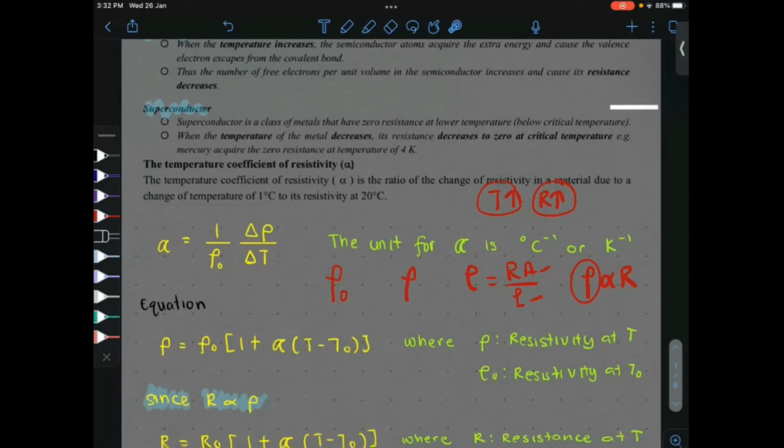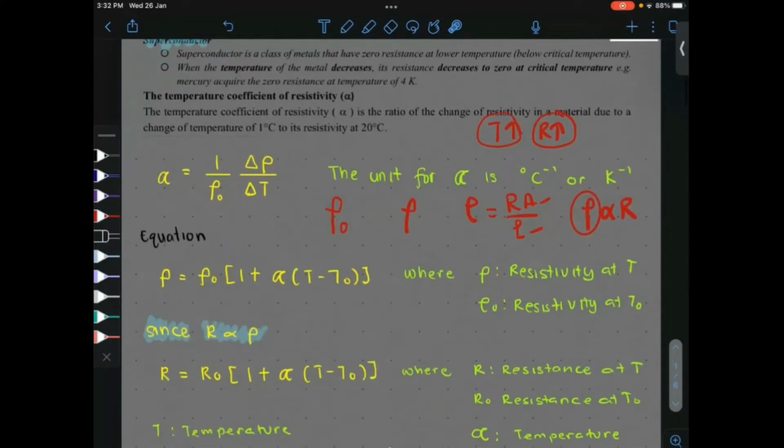Unit untuk alpha ini dikenali sebagai degree per Celsius ataupun Kelvin per Celsius. Kelvin negatif 1 dekat sini, K negatif 1 ataupun T negatif 1 dekat sini. Ini adalah unit untuk alpha. Because the resistivity punya unit they cancel each other, you are left with unit from the temperature sahaja. So your temperature dekat sini boleh in degree ataupun boleh in Kelvin sebab kita nak difference in the temperature sahaja. Okay, because you are talking about delta T, perbezaan dalam temperature dekat sini.